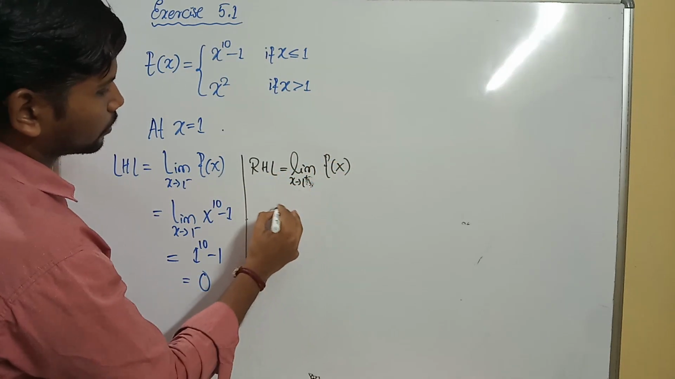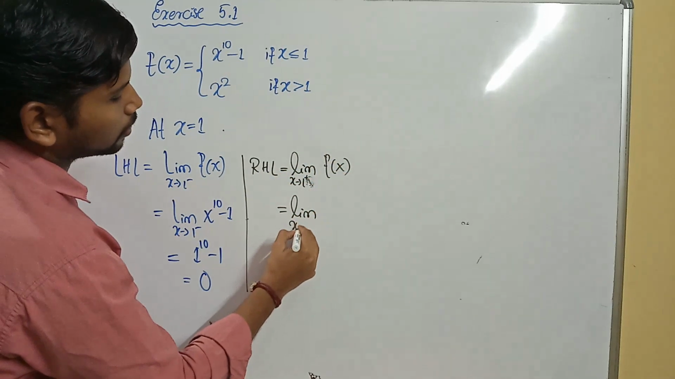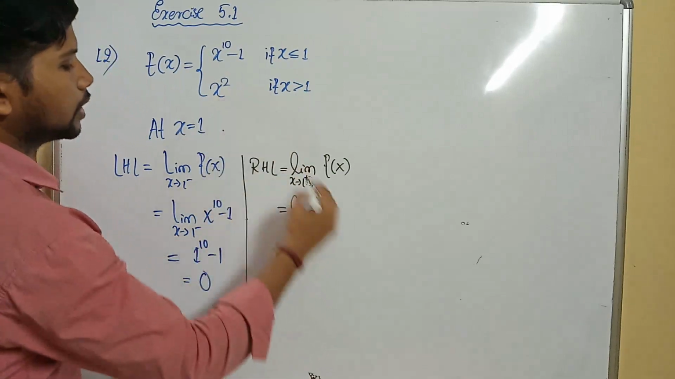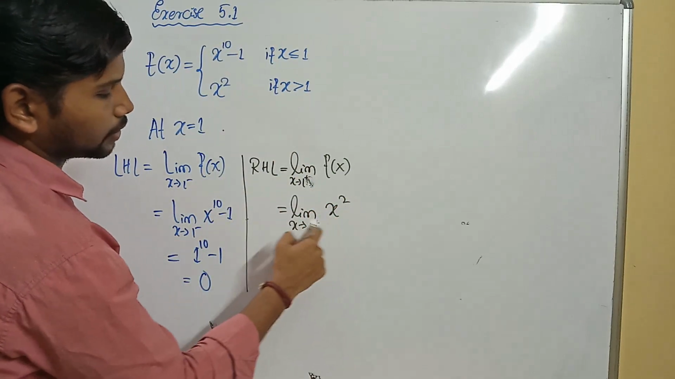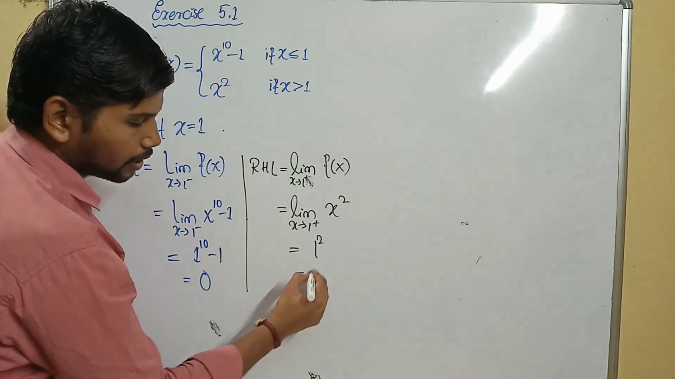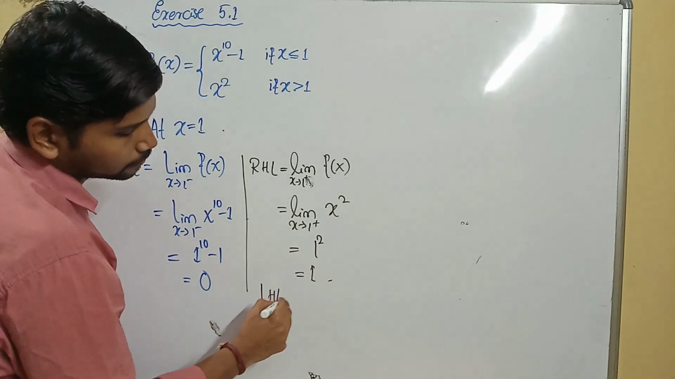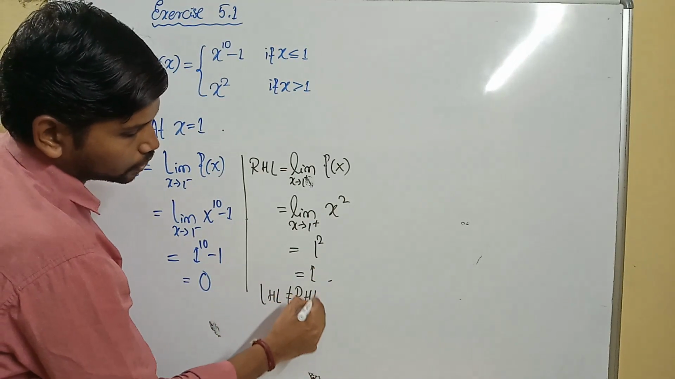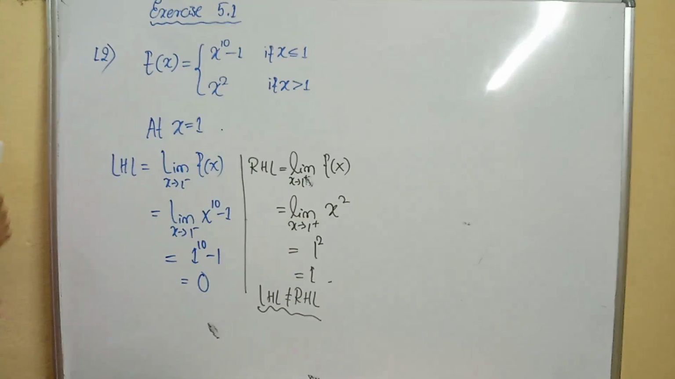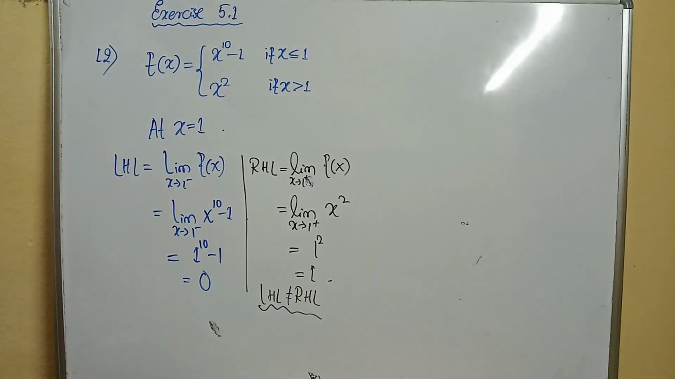Okay. Then the next step will be RHL, limit of f of x as x tends to 1 plus. Okay. What is the meaning of 1 plus? It is greater than 1. Greater than 1 is x square. What is the value? x replaced by 1. 1 square value will be 1. LHL is not equal to RHL. Therefore, the given function is not continuous at x is equal to 1.